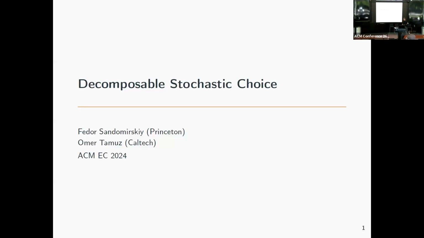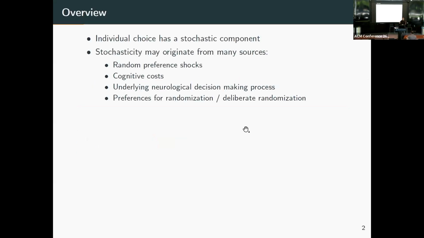This is a joint work with Omer Tamuz from Computation. And as we know, and there is broad experimental evidence that individual choice behavior has a certain random component. And this randomness can have many different origins.